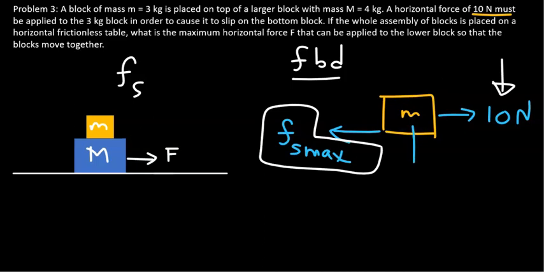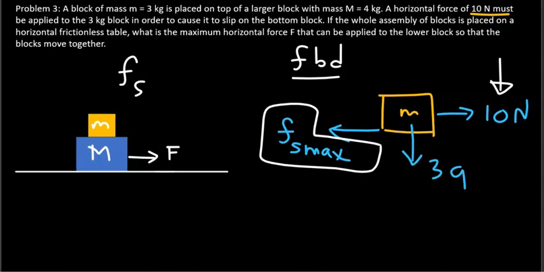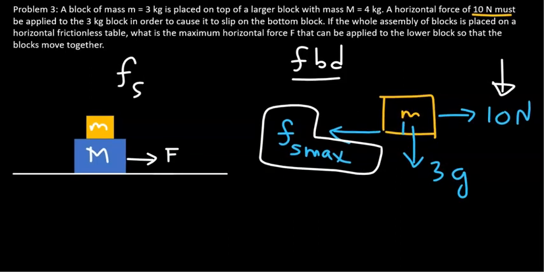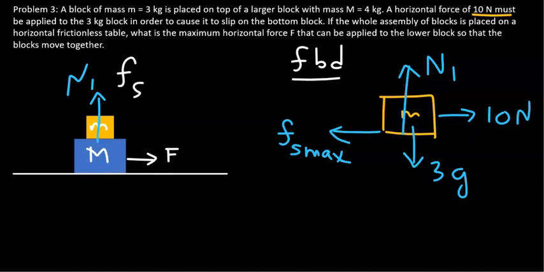And then of course you have the weight of this smaller block, which is 3 times gravity because the mass is 3 kg, along with a normal force going like that. Let's label it N1. So this normal force is the force being exerted by the surface of the bottom block on the smaller block, like that. So that is N1. Just before the slipping motion begins, we know the 10 newtons must be the same as the maximum static friction.